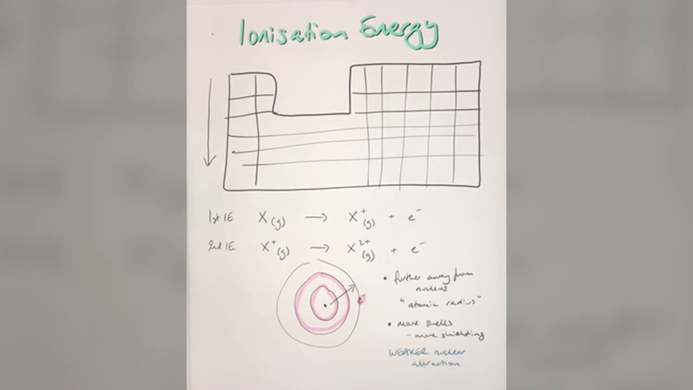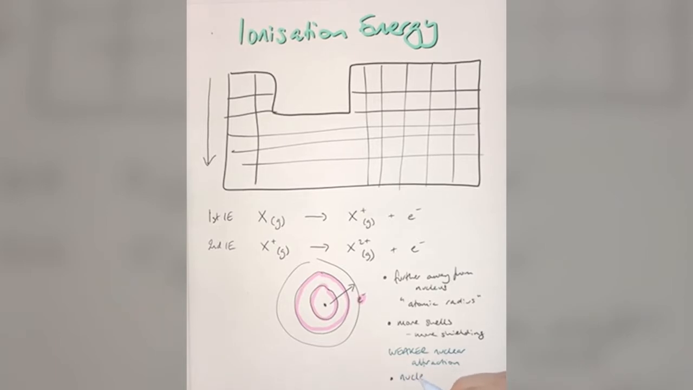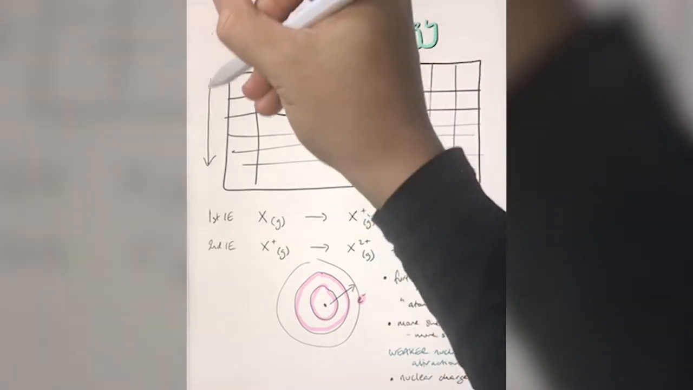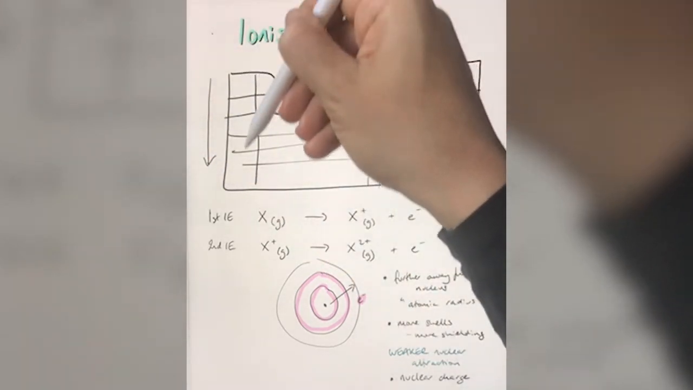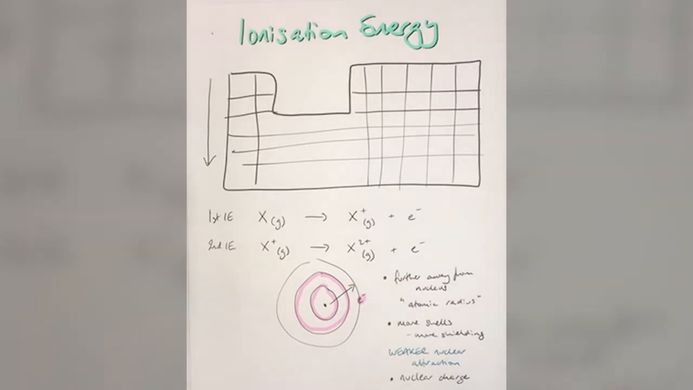The other thing to consider when we're talking about trends in ionization energy is the nuclear charge, which is all to do with how many protons you have. Nuclear charge basically means the charge in the nucleus, and that's dictated by how many protons are in the nucleus. So going down the group, the nuclear charge is actually increasing, and an increased nuclear charge will mean a higher nuclear attraction and therefore higher ionization energy.